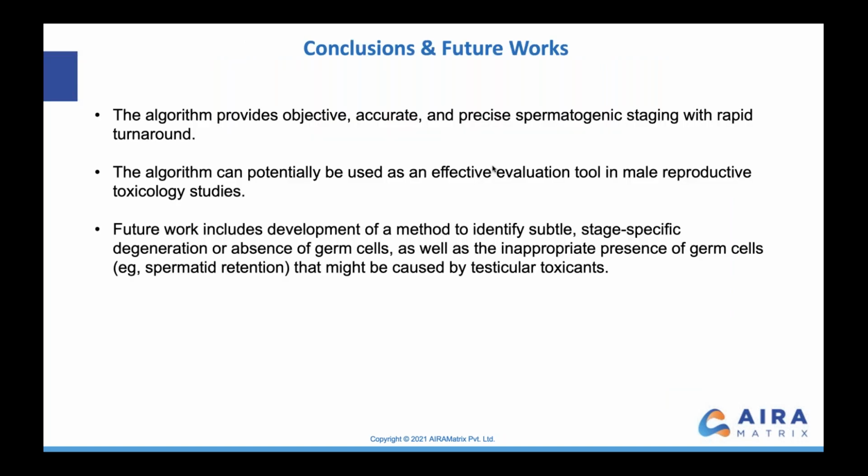In conclusion, our algorithm provides objective, accurate, and precise spermatogenic staging with rapid turnaround, and can potentially be used as an effective evaluation tool in male reproductive toxicology studies. Our roadmap includes development of methods to identify stage-specific degeneration or absence of germ cells, as well as the inappropriate presence of germ cells, for example, in spermatid retention, that might be caused by testicular toxicants.